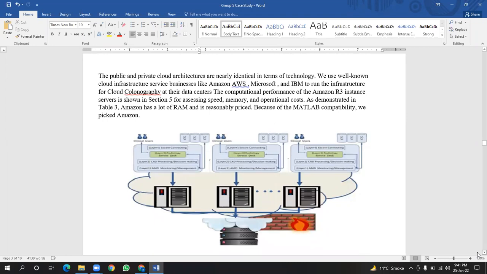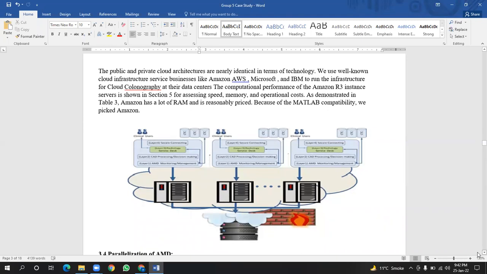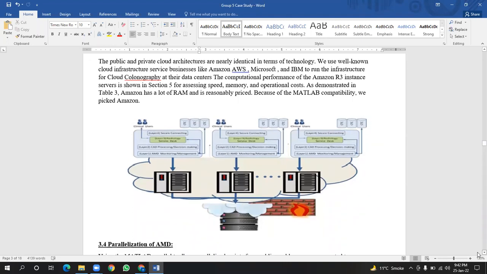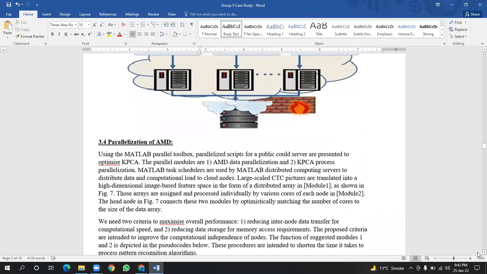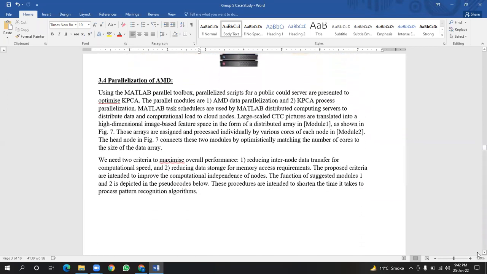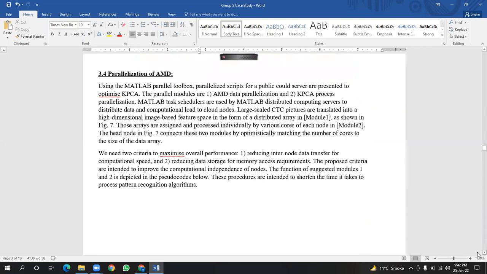technology. We use well-known cloud infrastructure service businesses like Amazon AWS, Microsoft, and IBM to run the infrastructure for cloud clonography. In this case, you see that all the databases are combined in the 3.4 parallelization of AMD using the MATLAB Parallel Toolbox. Parallelized scripts for a public cloud server are presented to optimize KPC. The parallelization covers first AMD database data parallelization and second KPC process parallelization. MATLAB task schedulers are used with MATLAB distributed computing servers to distribute data and computational load to cloud nodes.